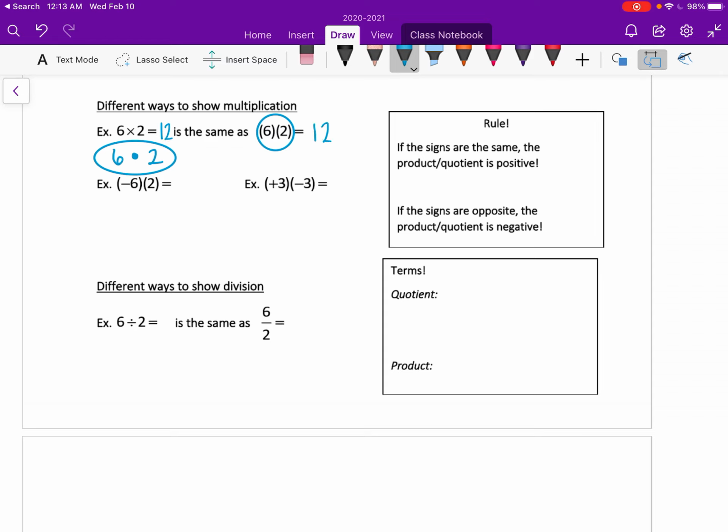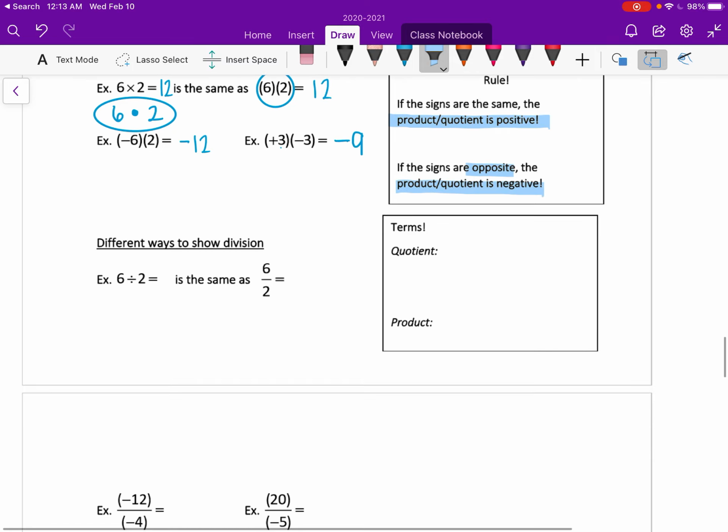How about negative 6 and 2? Negative and a positive gives us a negative. So we already know it's going to be negative, and then you're going to do 3 times 3, which will be 9. If the signs are the same, the product and the quotient is positive. If the signs are opposite, the product or the quotient is negative.